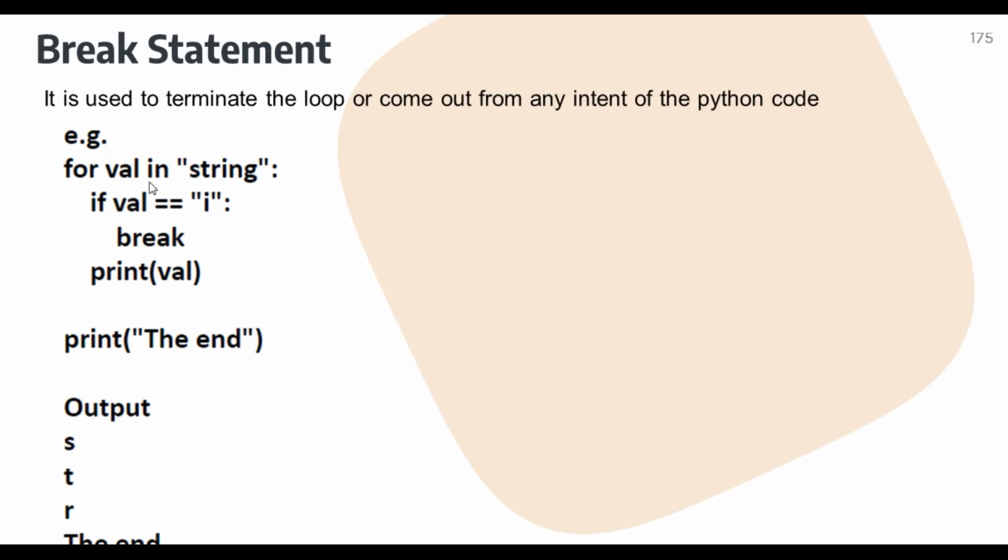Suppose that inside the for there is another nested for loop. Okay, so that time it will come out of the indent. So here you can see that this break is going to help us come out from any indent. First indent is the if indent, second indent is the for loop's indent. So you can see at the last the end will print, after the r nothing will print.